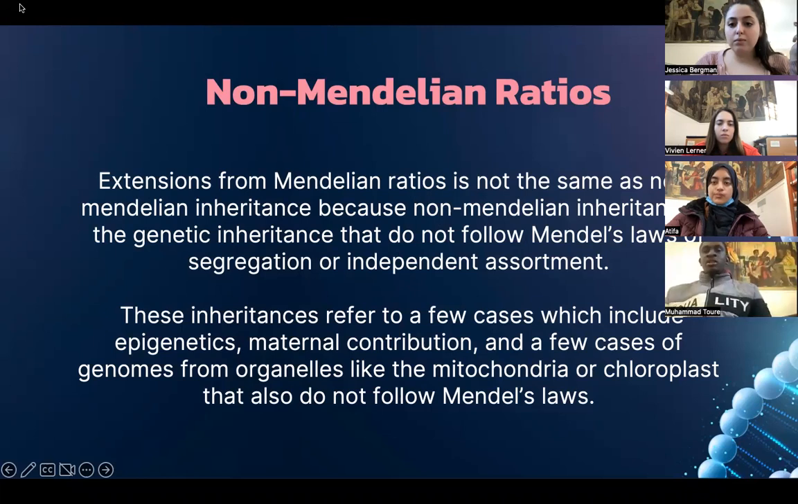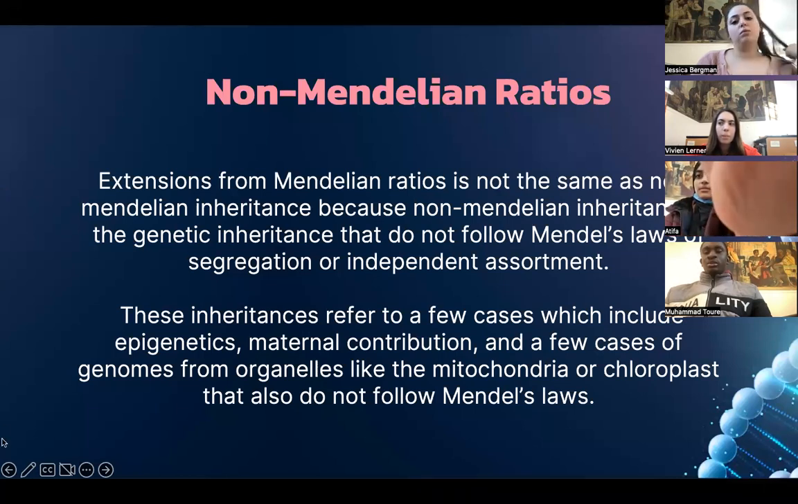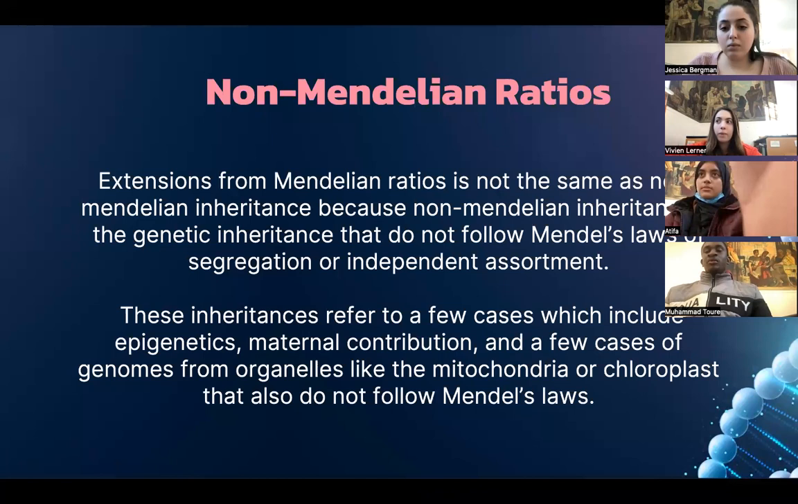Extension from Mendelian ratios is not the same as non-Mendelian inheritance, because non-Mendelian inheritance is genetic inheritance that does not follow Mendel's law of segregation or independent assortment. These inheritances refer to a few cases which include epigenetics, maternal contribution, and a few cases of genome from organelles like the mitochondria or chloroplasts that also do not follow Mendel's law.